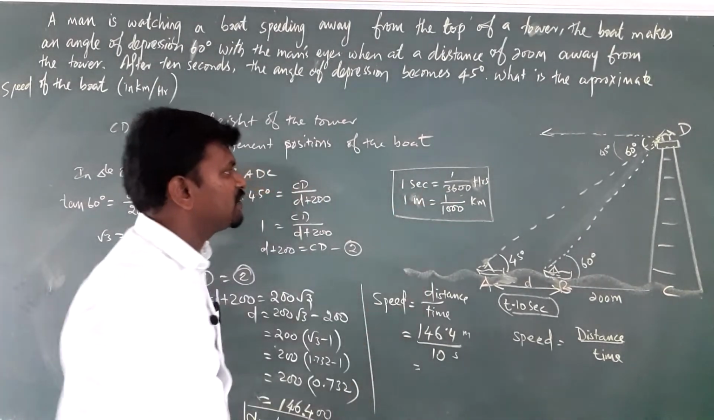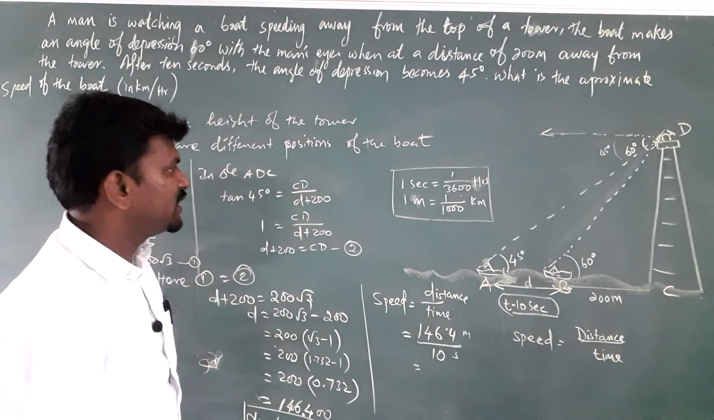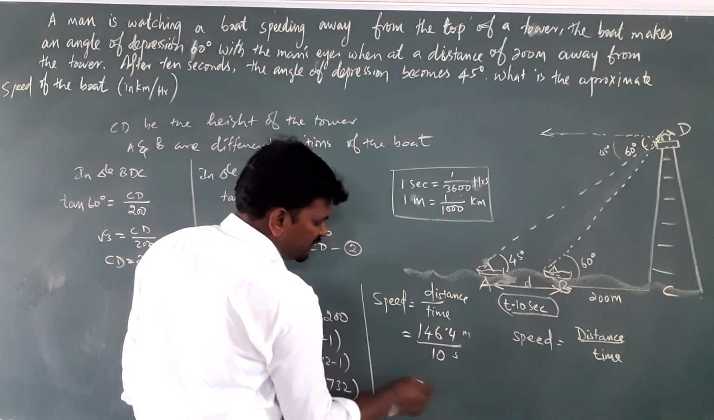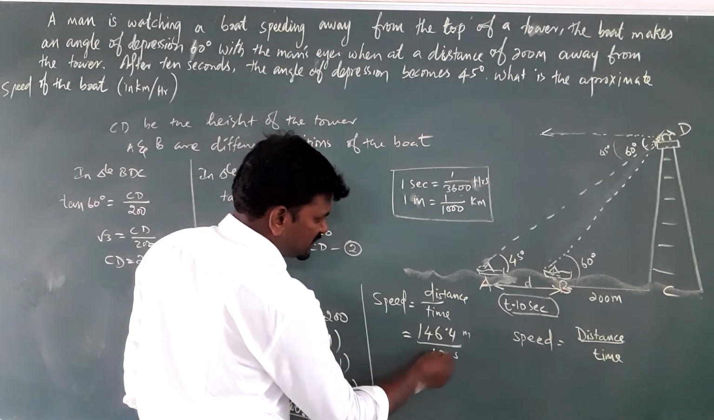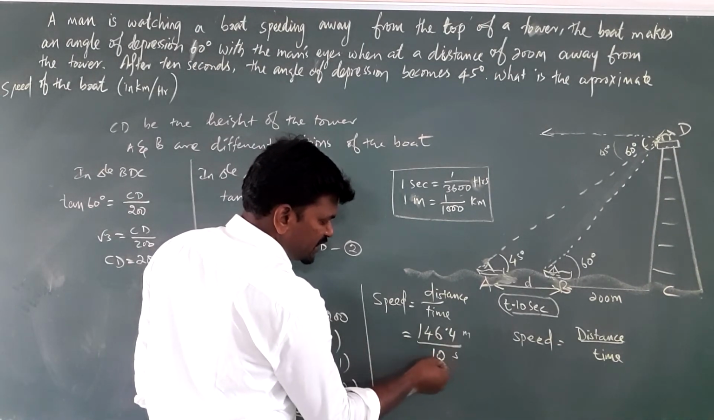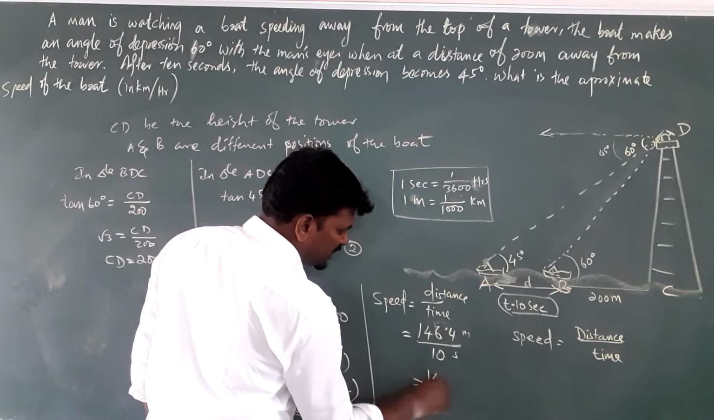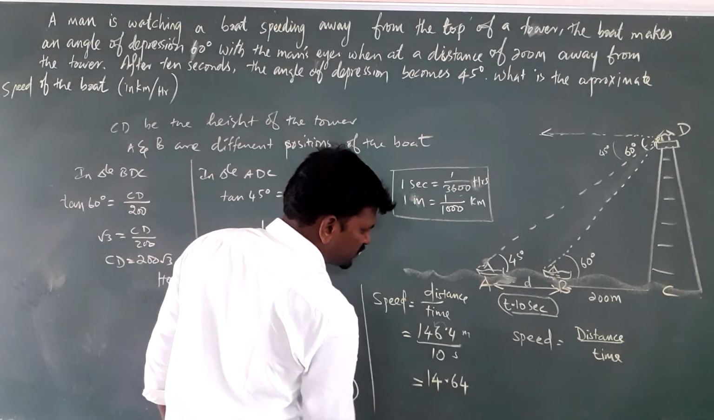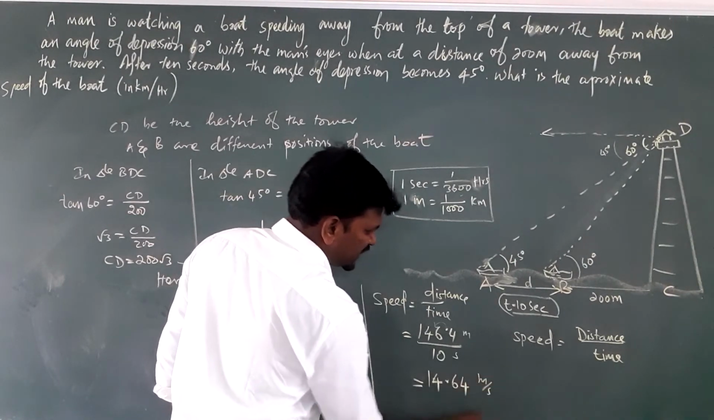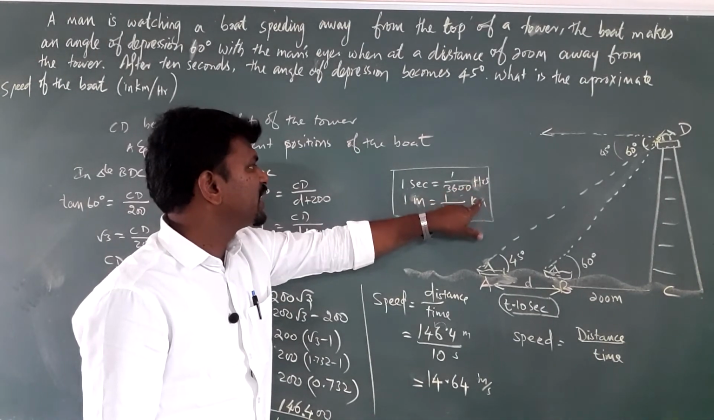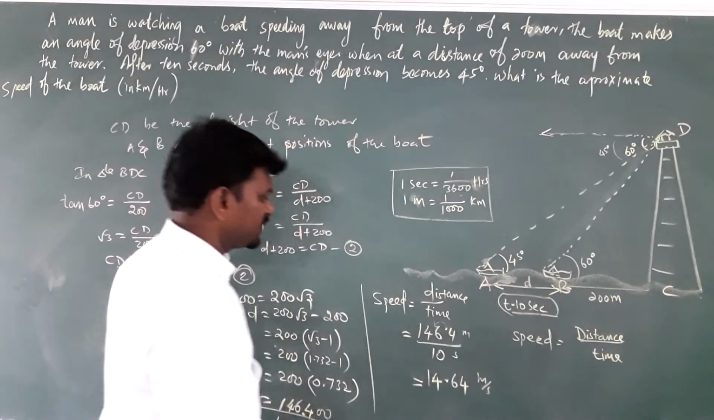Similarly, 1 second is equal to 1 by 3600. So how can we convert this? First we will simplify this. If we divide by 10, the digits will move. So 14.64 meter per second. Now we convert meter per second into kilometer per hour.